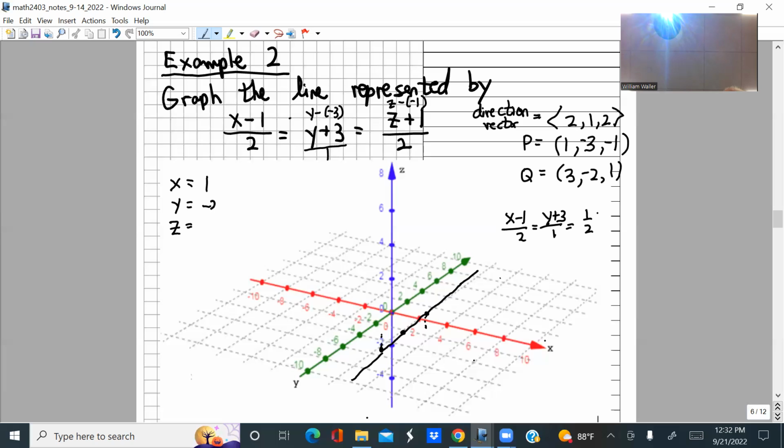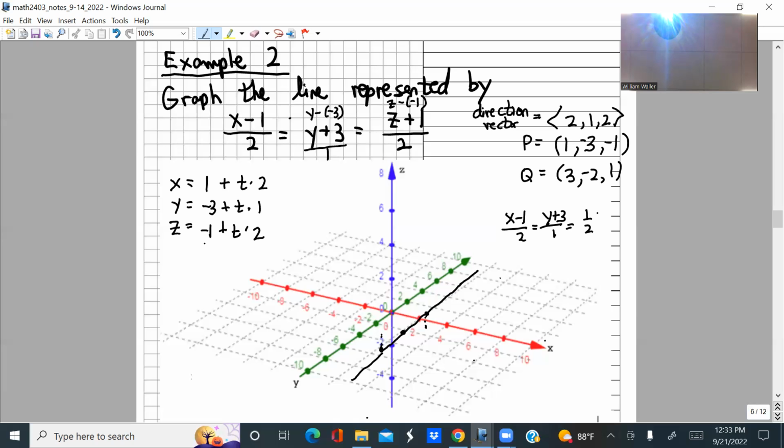1, -3, and -1, right? Plus, and then you have always t, right? Times something. What do you multiply the t by? The direction vector. What's the direction vector? 2, 1, 2, right? Okay. So you can clean that up a little bit, but there's the parametric equations for that line.